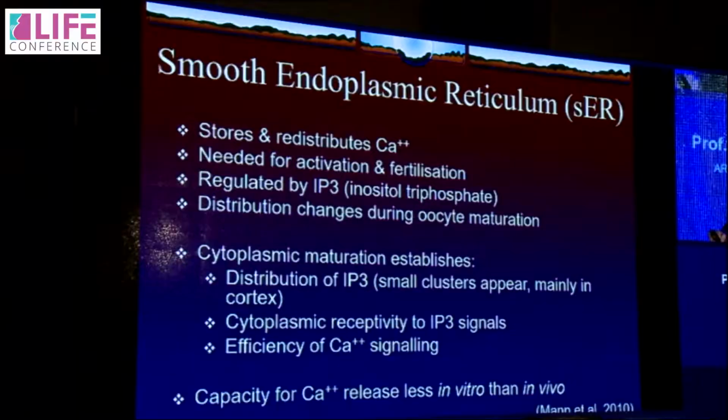Smooth endoplasmic reticulum is the main store of calcium within the oocyte. It's needed for activation and fertilization, as was spoken about by Dr. Roy earlier. And it's regulated by IP3, inositol triphosphate. And distribution changes throughout oocyte maturation. So the granularity can be linked to the distribution of IP3 clusters and the receptivity to IP3 signals and the efficiency of the signaling. So if you get problems with granularity, it could be linked to smooth endoplasmic reticulum distribution, and that's going to affect the calcium release when the egg's activated.